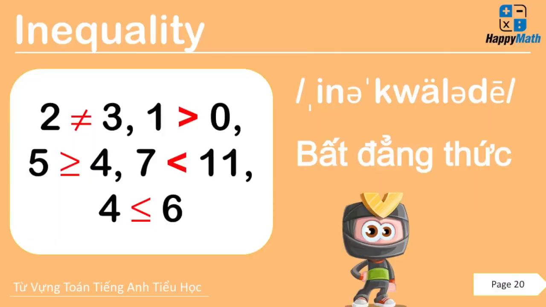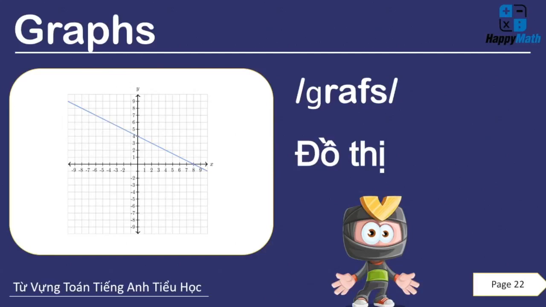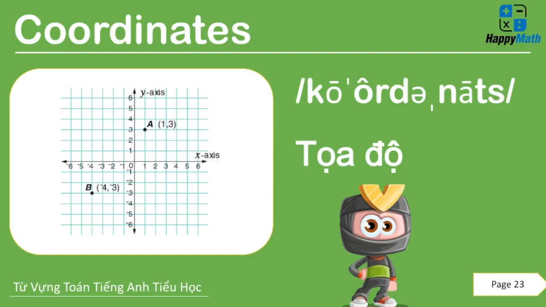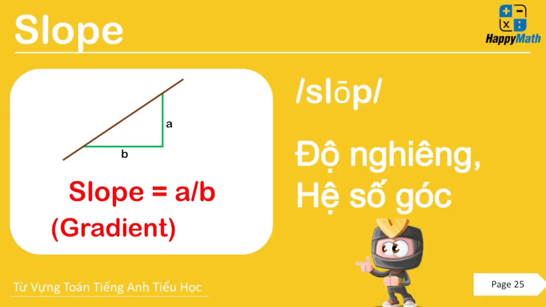Formula. Inequality. Inequality means not the same. Okay, of course, not equal or doesn't equal. Function. Graph. Coordinate. Gradient. Another way you can call gradient is slope. Slope.